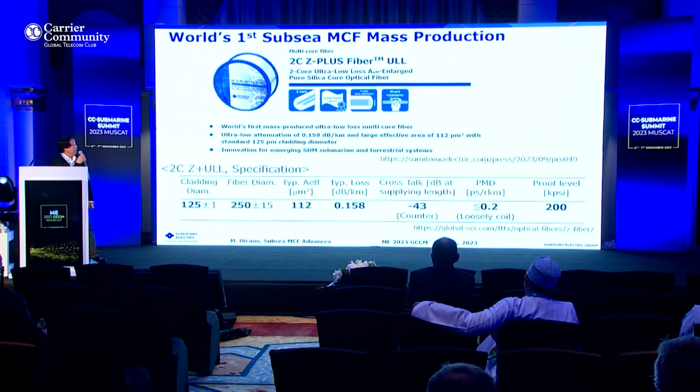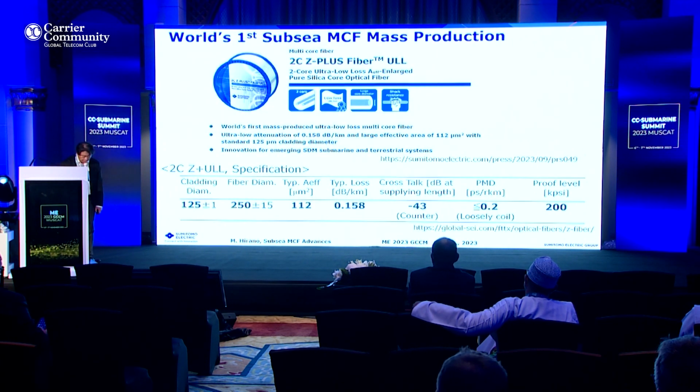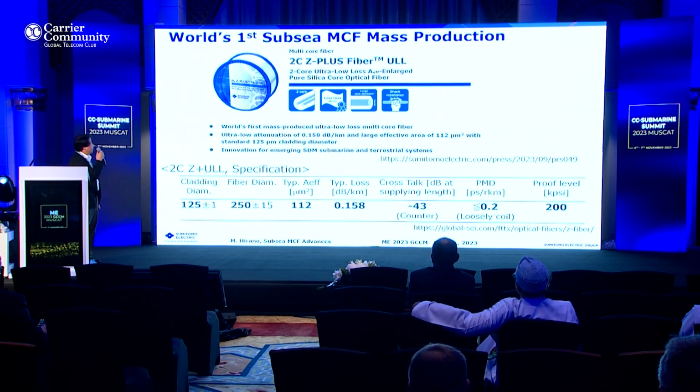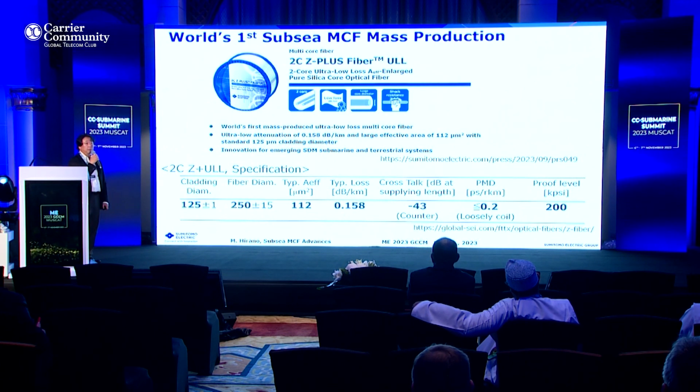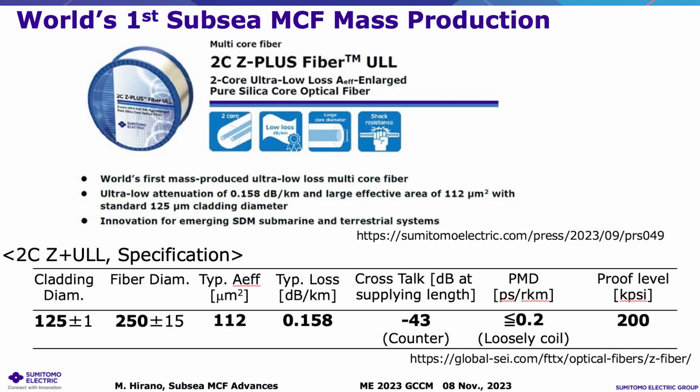So using this scenario, we announced the world's first subsea multi-core fiber mass production. This is a specification of the two-core fiber from Sumitomo Electric. You can download the spec sheet from this URL. Cladding diameter and the fiber diameter are the same as the single-core fiber, so you do not care about the dimension itself.